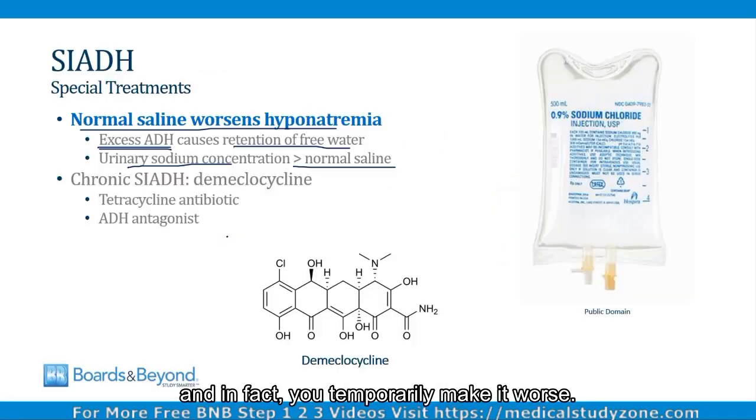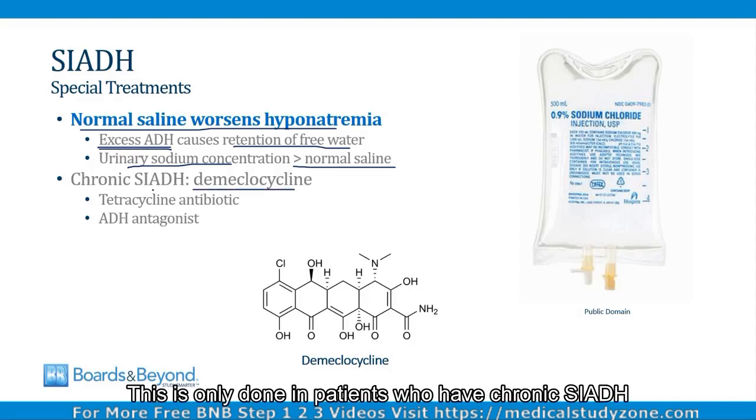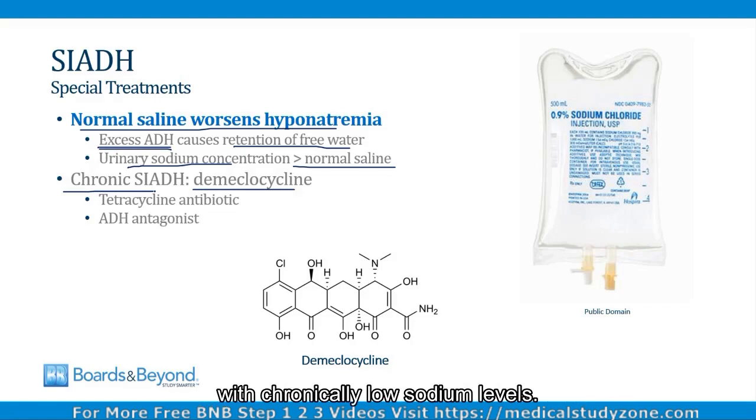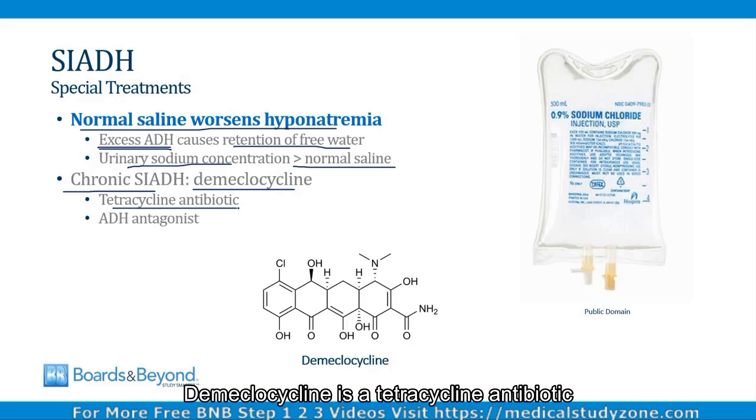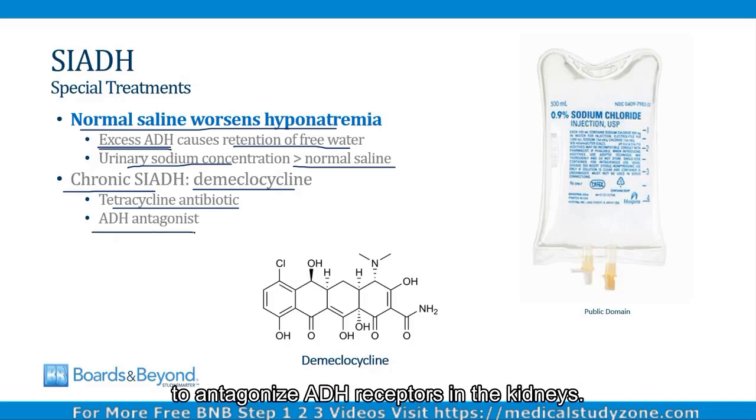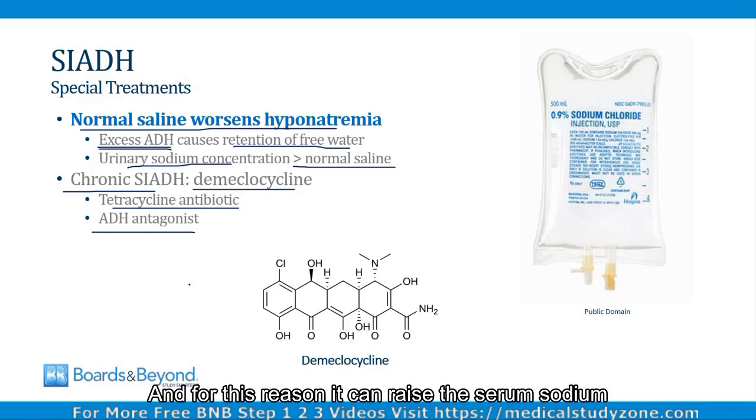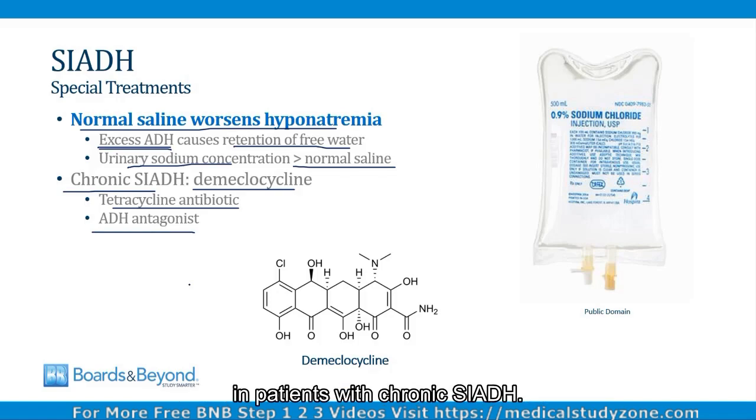make it worse. Another special thing to know about SIADH is that it can be treated with an antibiotic called demeclocycline. This is only done in patients who have chronic SIADH with chronically low sodium levels. Demeclocycline is a tetracycline antibiotic, but it has a chemical structure that causes it to antagonize ADH receptors in the kidneys, and for this reason it can raise the serum sodium in patients with chronic SIADH.